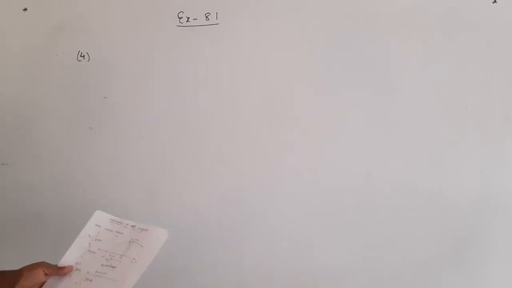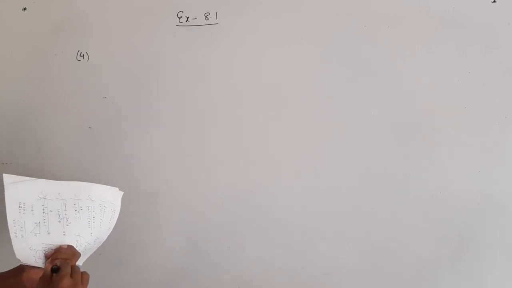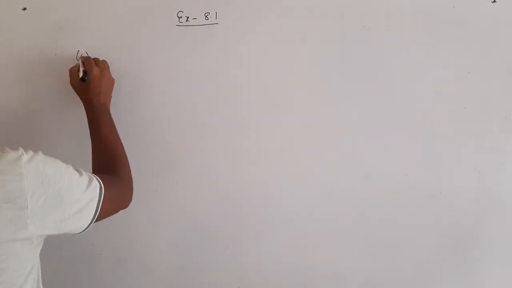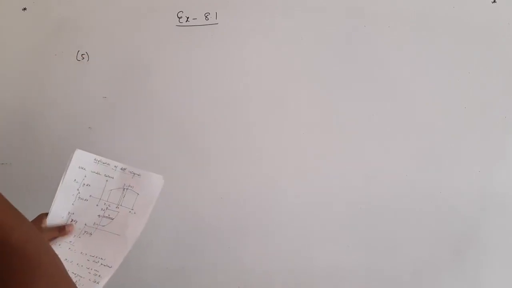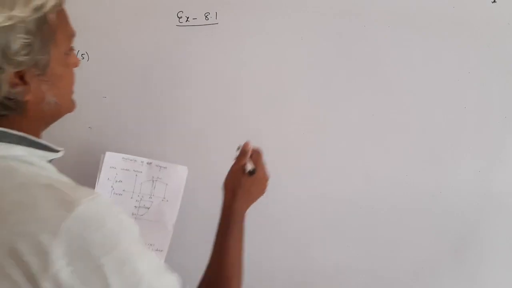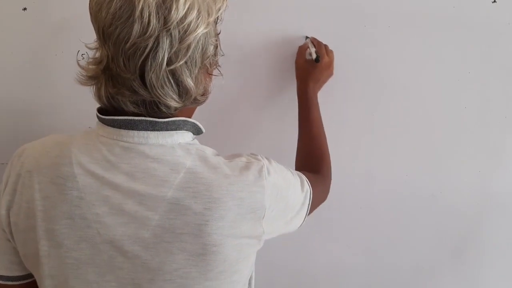Now question number 5. It is also finding the area of an ellipse, but this ellipse is such that its major axis is smaller than the minor axis. Meaning it will look like a vertical ellipse.